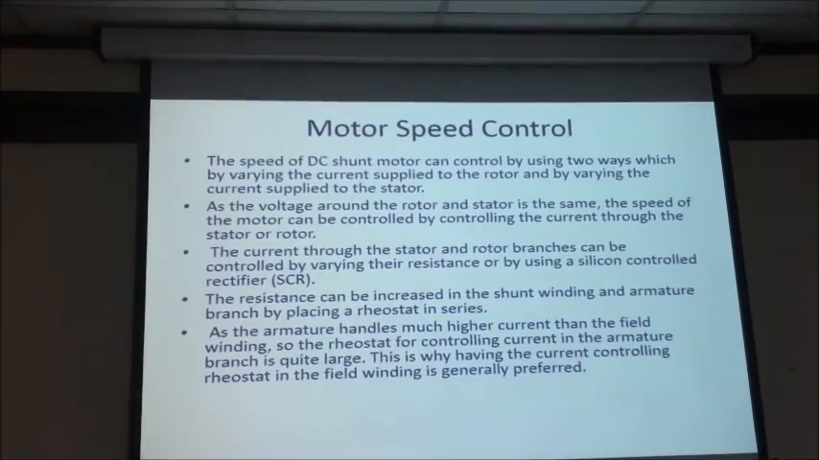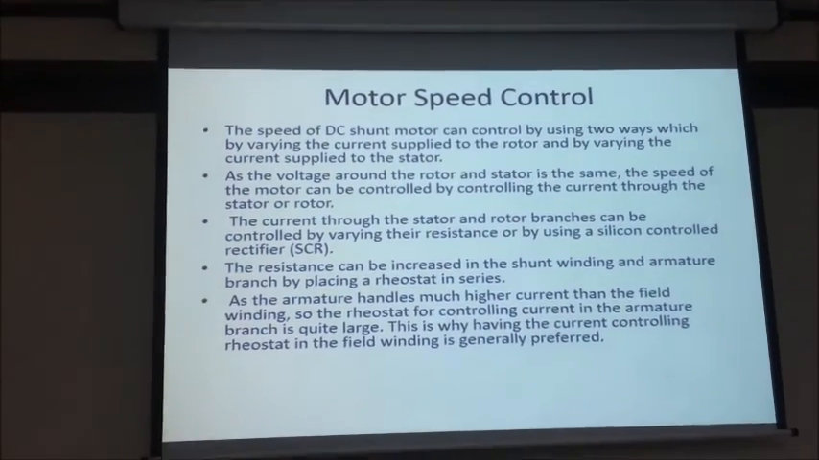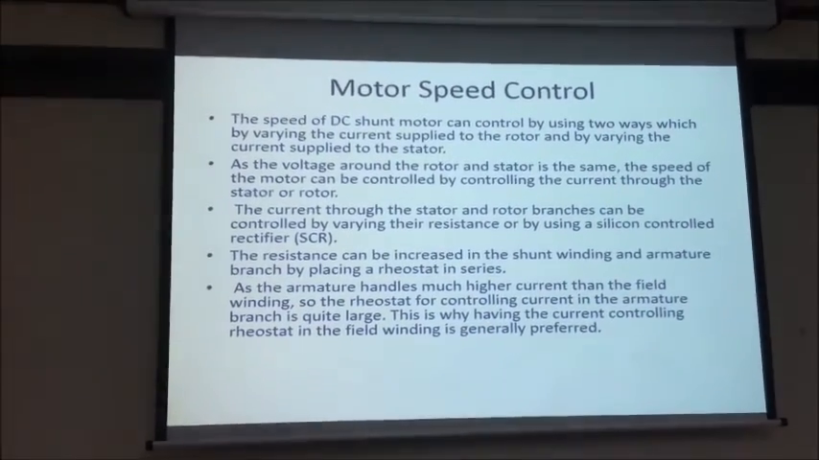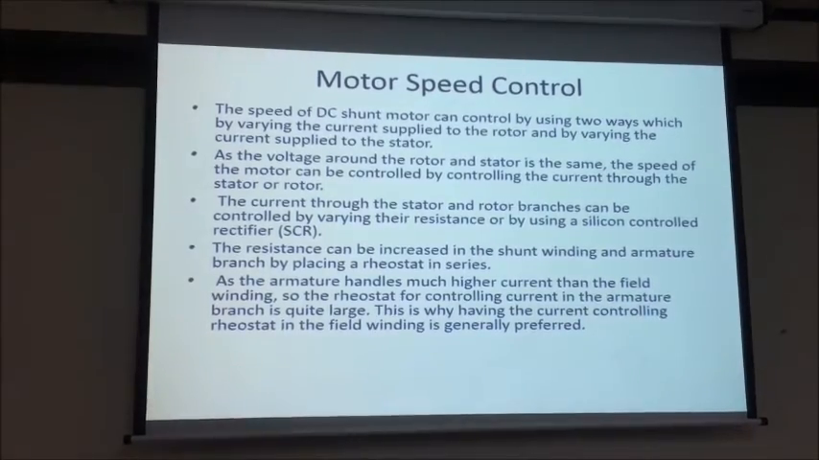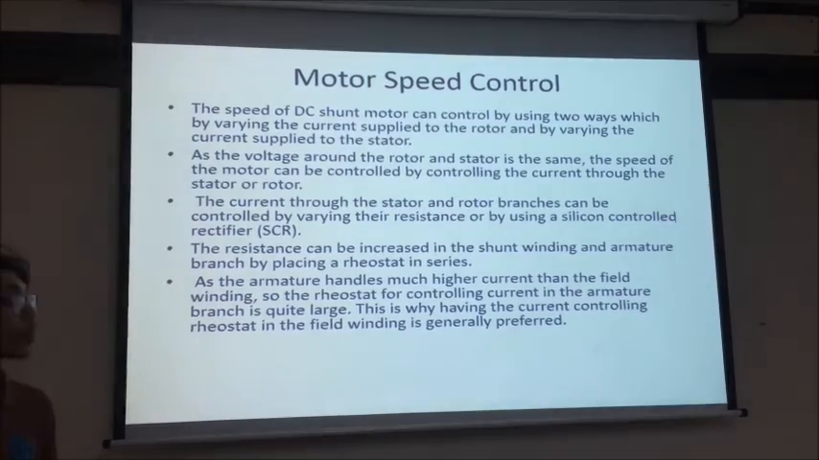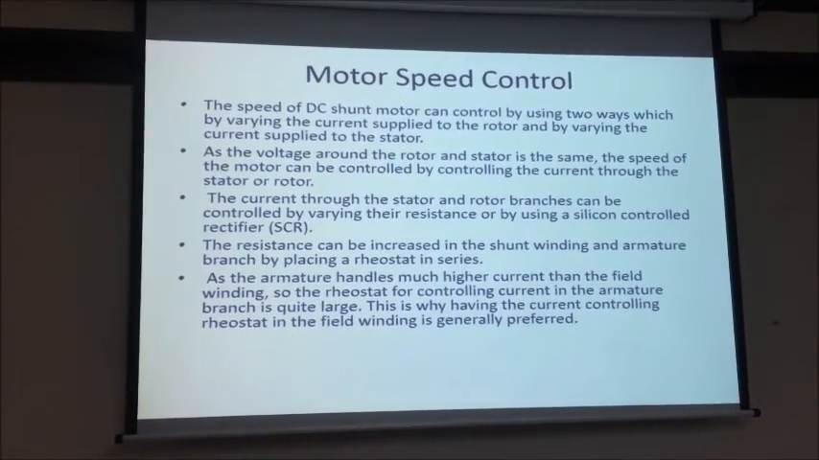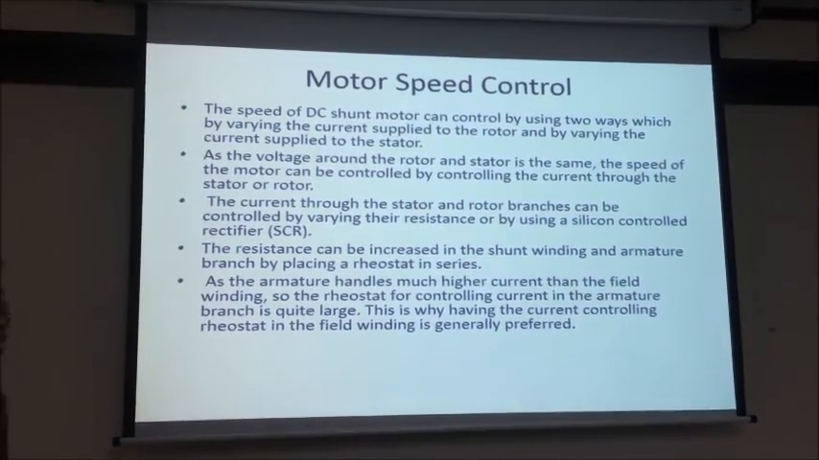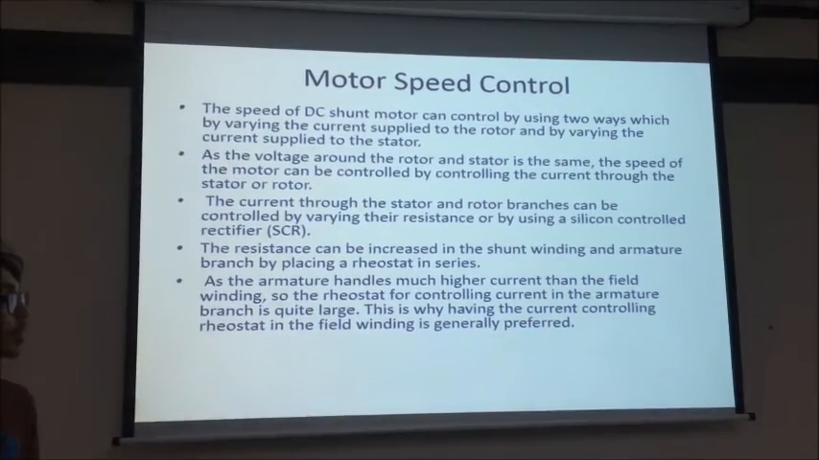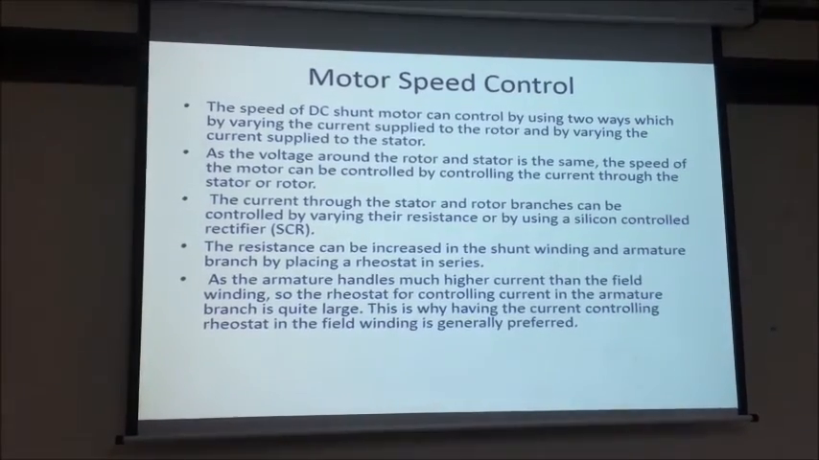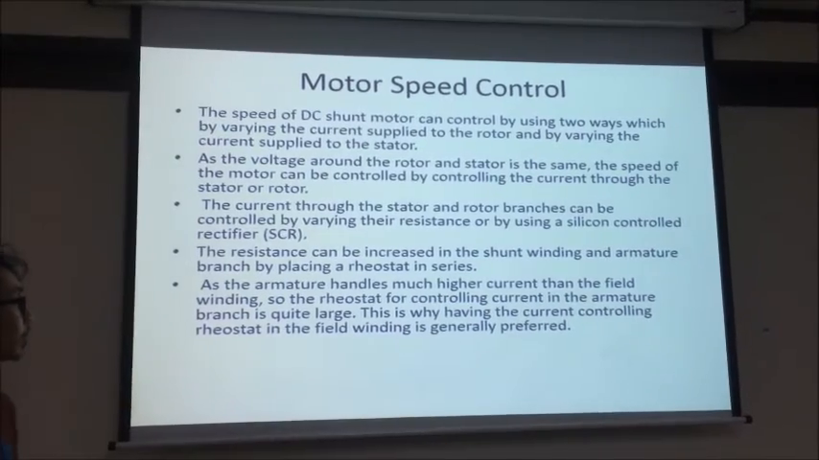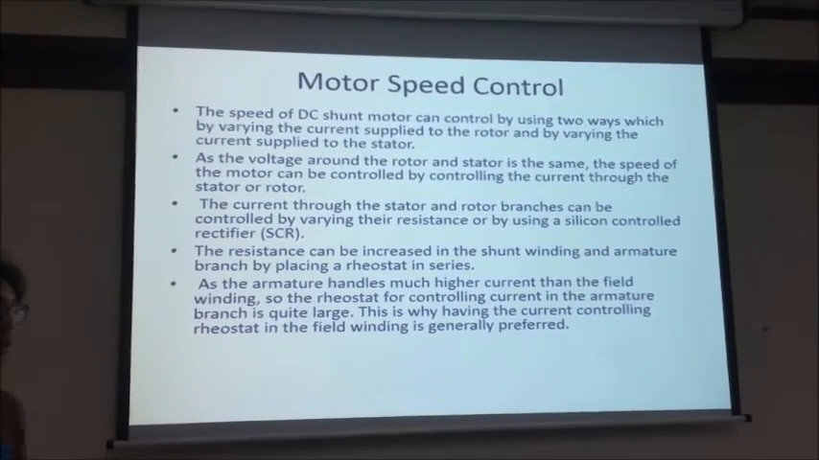Okay, the speed of a DC shunt motor can be controlled in two ways, which are by varying the current supplied to the rotor and by varying the current supplied to the starter. As the voltage around the rotor and starter is the same, the speed of the motor can be controlled by controlling the current through the starter or rotor. The current through the starter and rotor branch can be controlled by varying their resistance or by using a silicon controlled rectifier. The resistance can be increased in the shunt winding and armature branch by placing a rheostat in series.